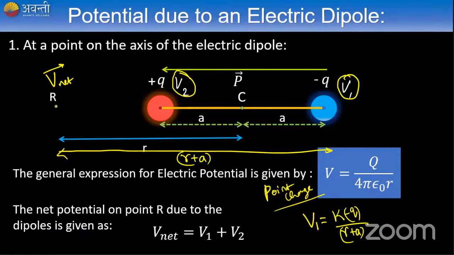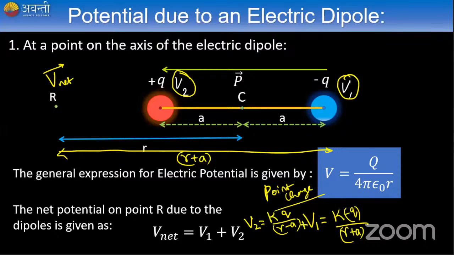Similarly, what is V2, guys? Tell me what your V2 is. Did we complete electric potential for a dipole? What is my potential V2, guys? V2 will be K times plus Q or minus Q? Yes, correct, Prakash. It is plus Q by R minus A. Now my V net will be the summation of these two, V1 plus V2.